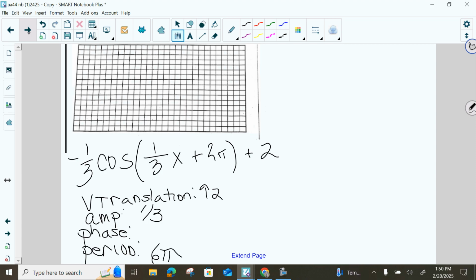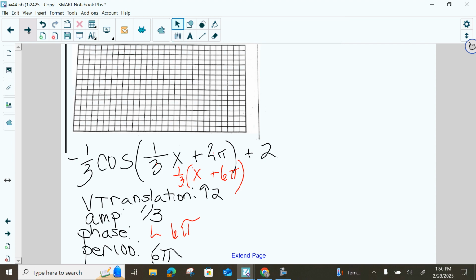How about phase? You've got to take out that 1/3. This time it's actually 6 pi again, I think, right? So I'm taking the 1/3 out. I'm factoring it. 1/3 divided by 1/3 is 1. That's the purpose. 2 divided by 1/3 is 6 pi. So left 6 pi. Or I could have put minus 6 pi. All right? You guys try to do the points.